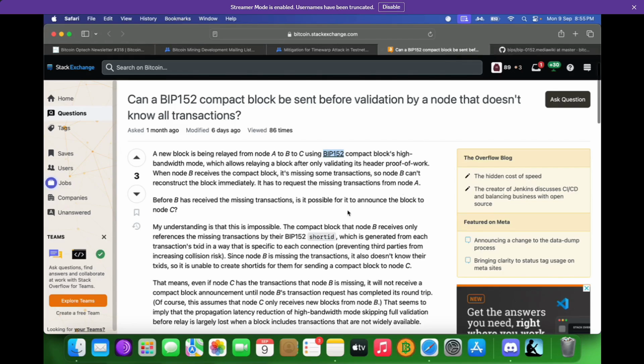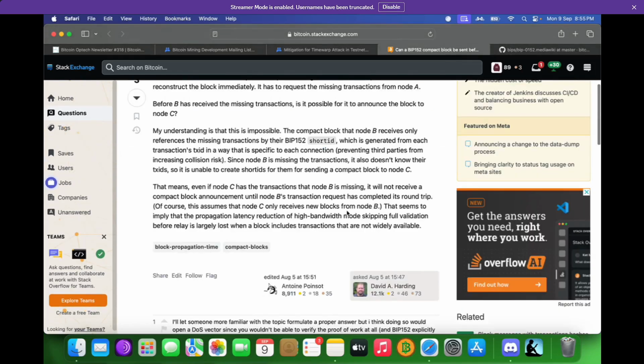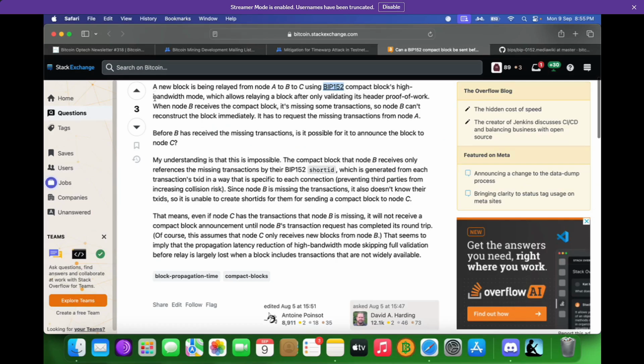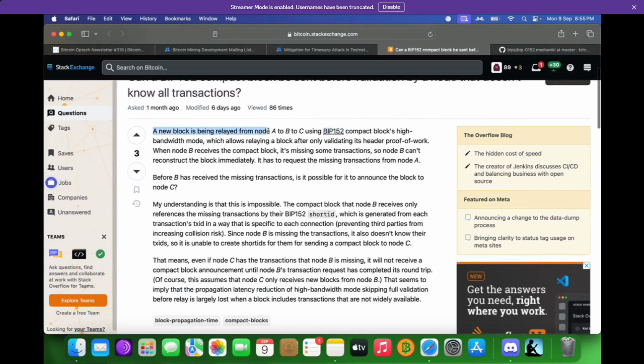Okay. So the question asks: a new block is being relayed from node A to B to C. So there are three nodes, A, B, and C. A sees the block, relays it to B, and B relays it to C using BIP152. So A, B, and C, all three are peers, and they are compact block peers. A sees a block and relays the compact block to B.